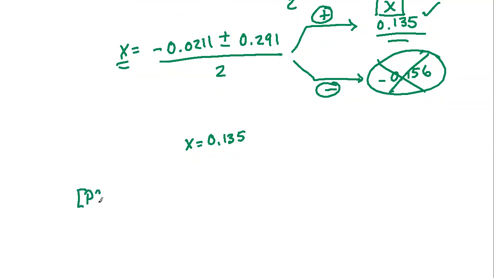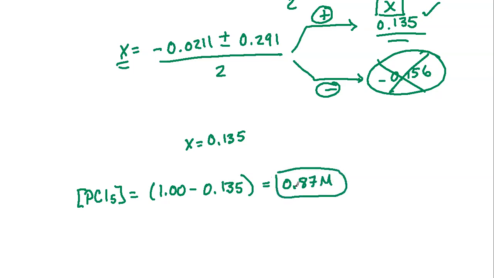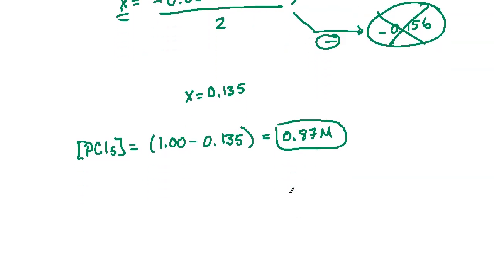The first was the reactant, PCl5. Now PCl5 started at 1 molarity, and at equilibrium we said it would be 1 minus x. Well, x is 0.135. So if you take 0.135 from 1, then you're going to end up with 0.87 molarity. So that is one of our 3 answers. Okay, now the other 2 are simple. We have the phosphorus trichloride, and we also have the chlorine gas.